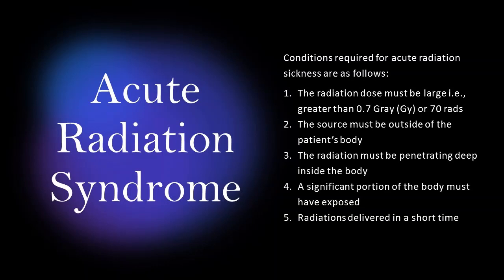Number two condition is the source of radiation must be outside of the patient's body. Third condition is the radiation must be penetrating to be able to reach the internal organs. X-rays, gamma rays and neutrons, which are high energy radiations, can penetrate deep inside the body. Fourth condition is that a significant proportion of the body or entire body must have been exposed to radiations. The last condition is that exposure to radiations should be delivered in a short time.